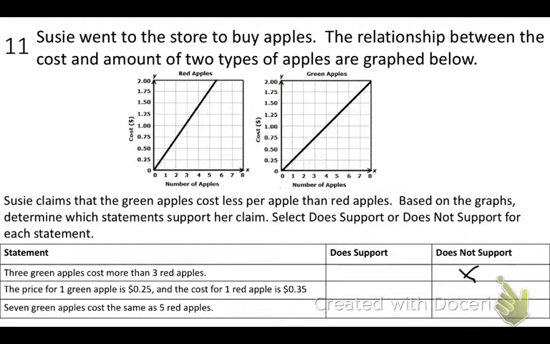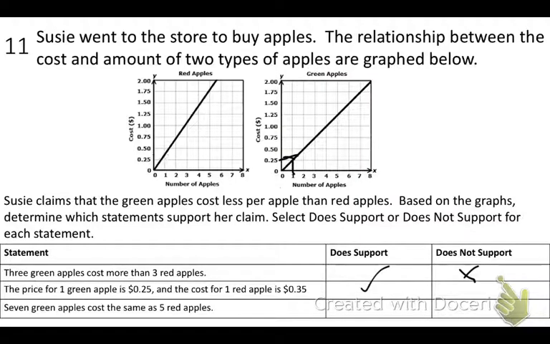So then, statement 2. The price for 1 green apple is 25 cents, and the price for 1 red apple is 35 cents. Well, if I look at this first graph and I just look at the one right here, it goes up to about there. And I would say that's probably about 35 cents. It's hard to see because it's not perfect, but I would say it's probably accurate. And if I then look at 1 green apple, up and over, yep, that hits 25 cents, so that does support.